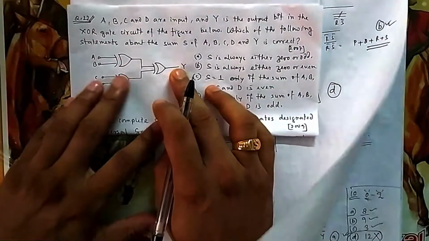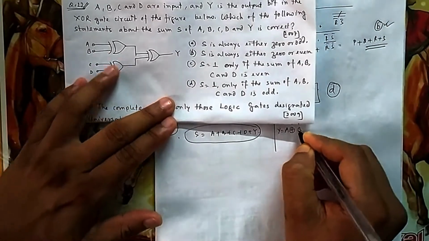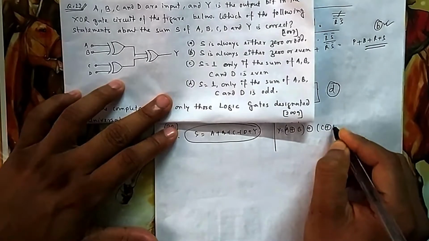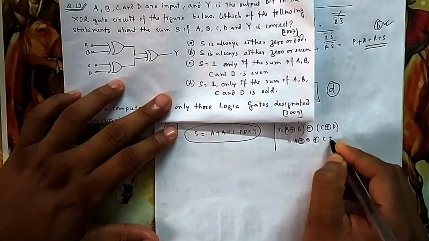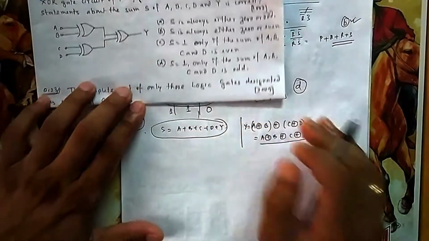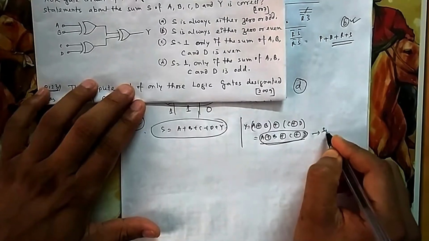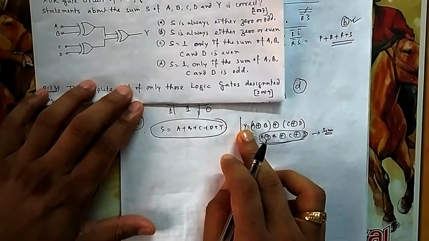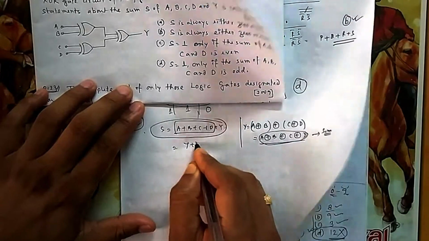Now if you see your Y, what is your Y? Y is equal to A XOR B, that will be XOR with C XOR D. So it is ultimately A XOR B XOR C XOR D. So now what does this represent? You have seen full adder, half adder, all these circuits. The sum is given by this. This represents the sum of all the bits. So if you add all these bits, then its output is Y. Okay, that means this sum is nothing but Y. So it is Y plus Y.